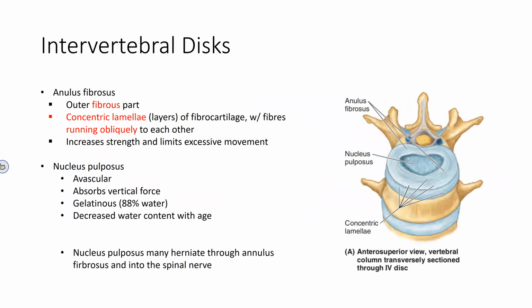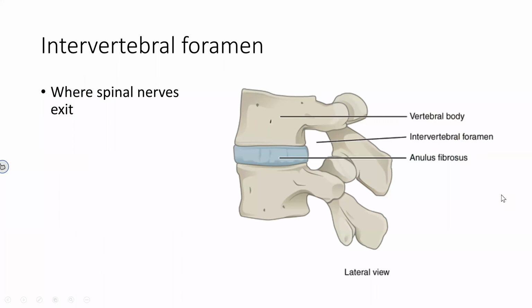The intervertebral disc, I'll sort of skim through this, but you have the annulus fibrosus on the outside and the nucleus pulposus on the inside. And in terms of the vertebral foramen, that's where the spinal nerves exit.